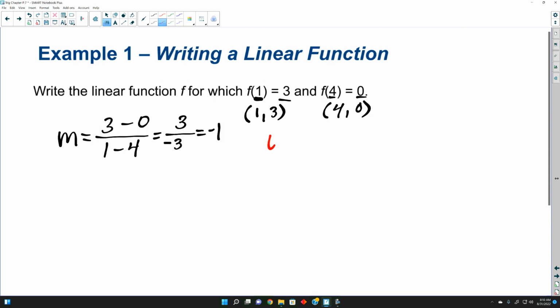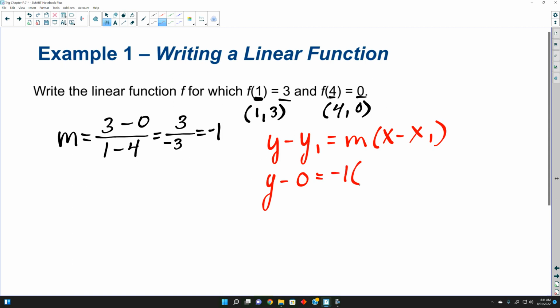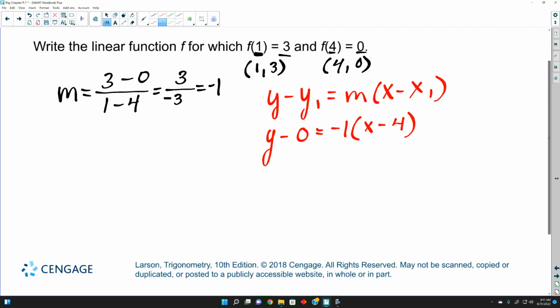At this point, we can use y minus y1 equals m times x minus x1 to find the equation of the line. We can pick one of these points, so we could pick the point (4, 0). 0 for our y value, negative 1 for the slope, x minus 4. Then when we solve this, y minus 0 is just going to be y. We distribute the negative. Negative 1 times x is negative x. Negative 1 times negative 4 is going to be plus 4.